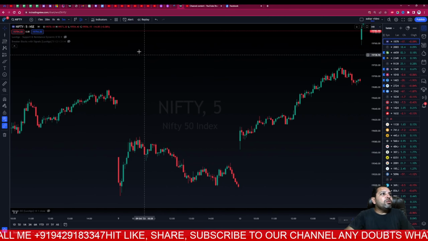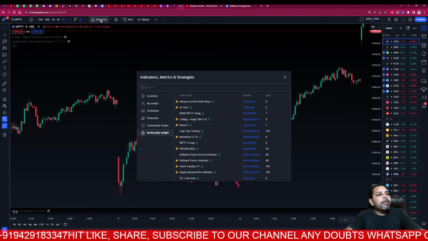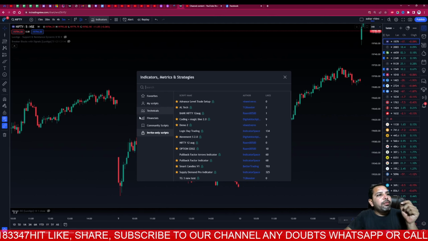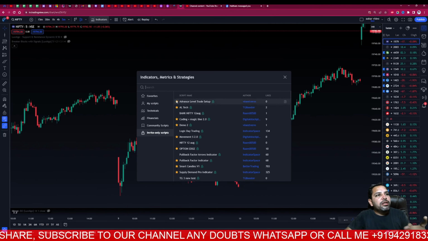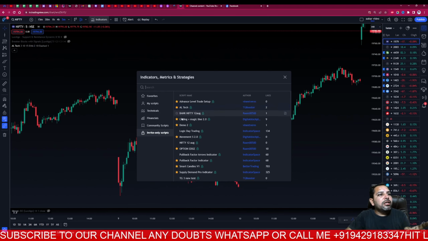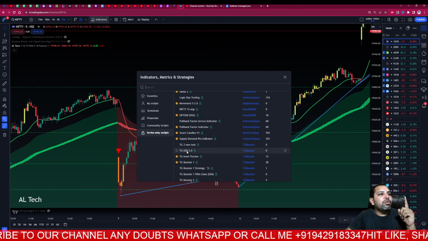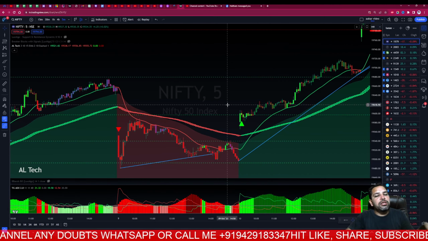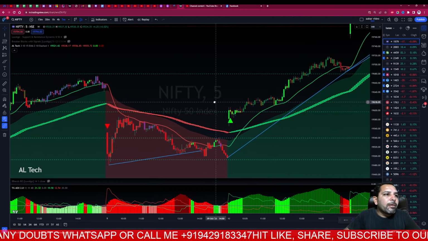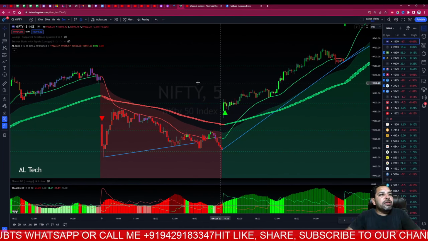Now let's go to the indicator section. After giving access, you will find my indicators over here, in the invite only scripts section. There are two indicators which I already discussed. One is AL Tech and the second is ADX 2.0. These are the two indicators which I use for this specific indicator setup. You can see this is the setup.